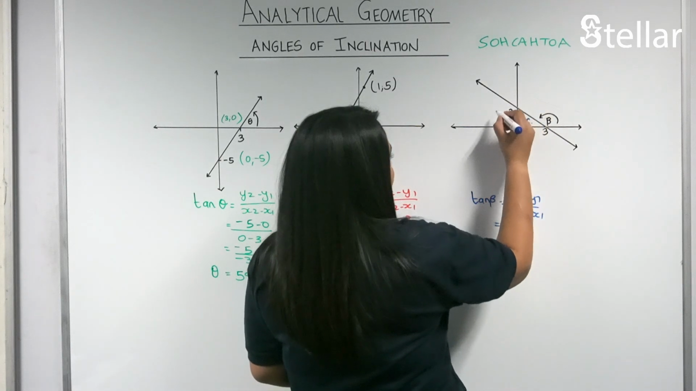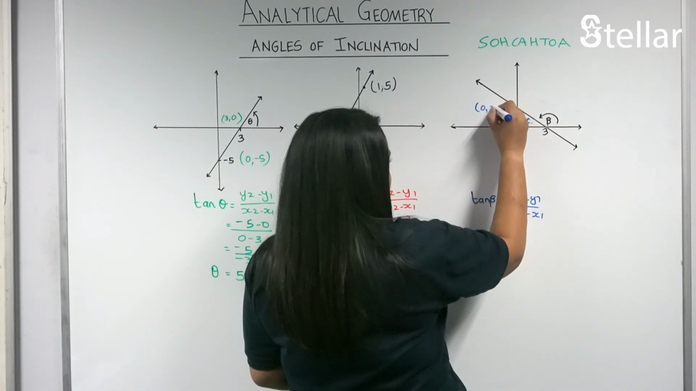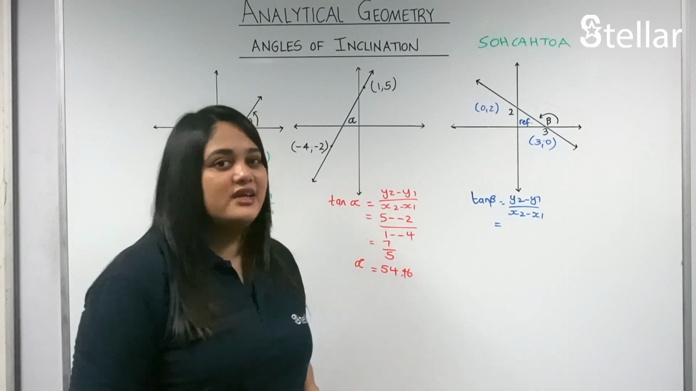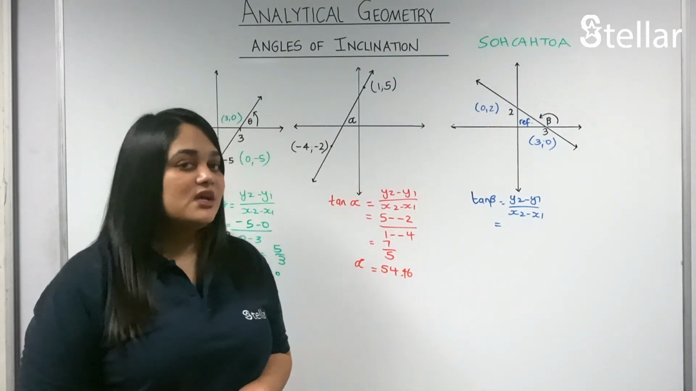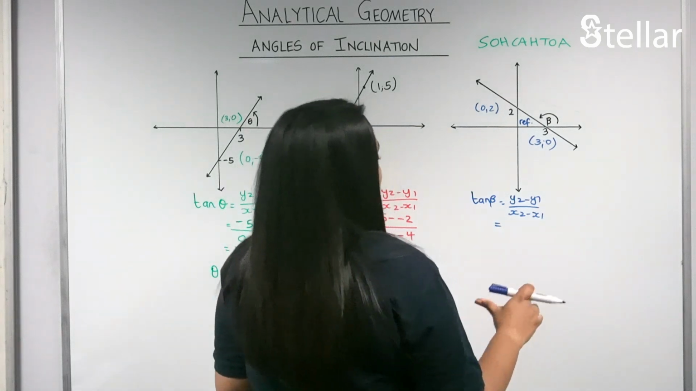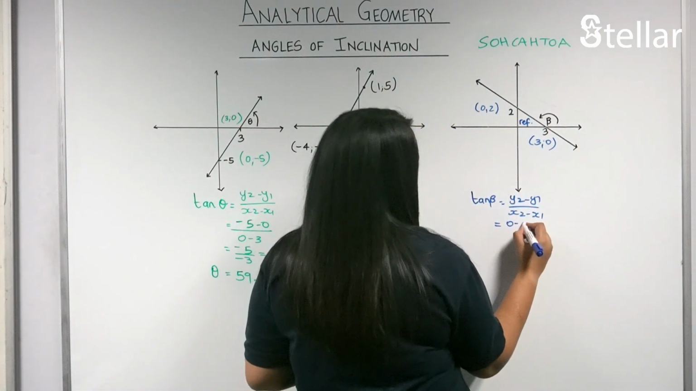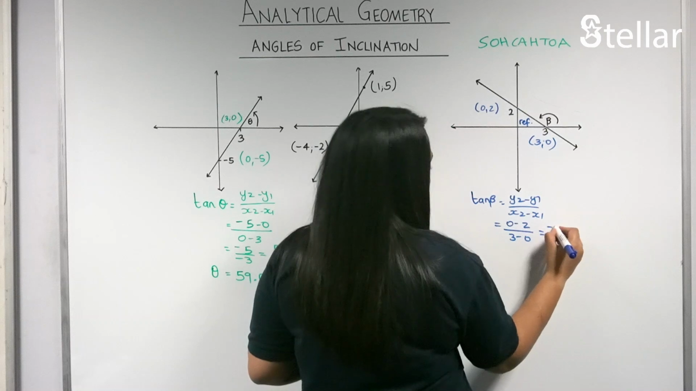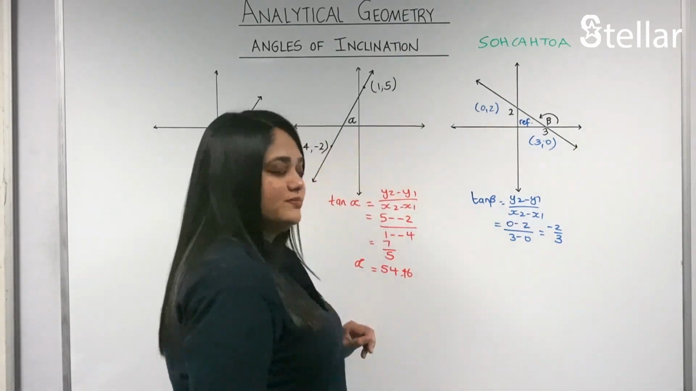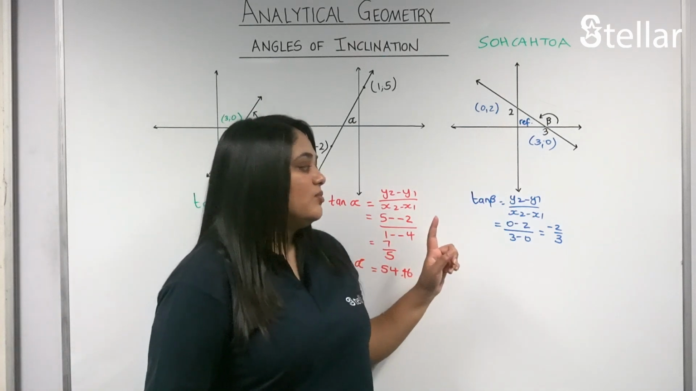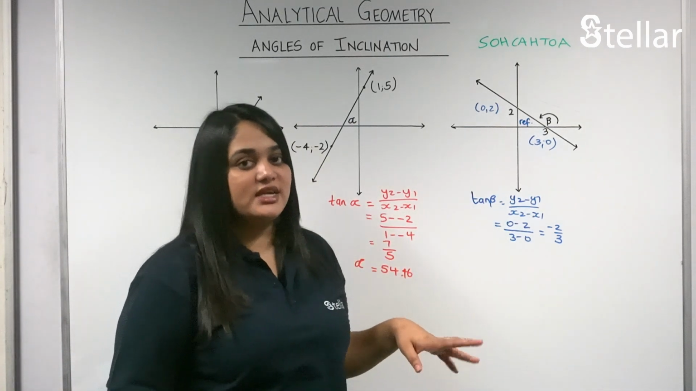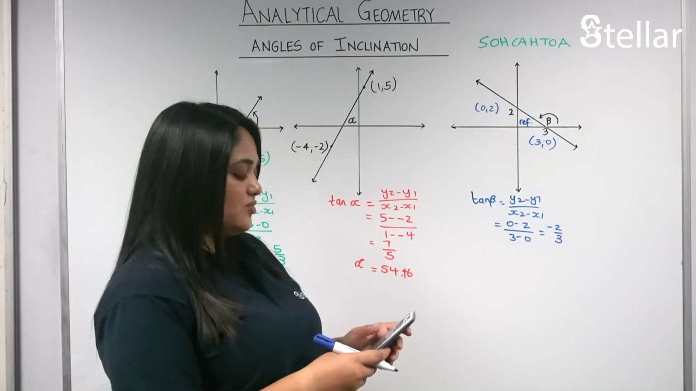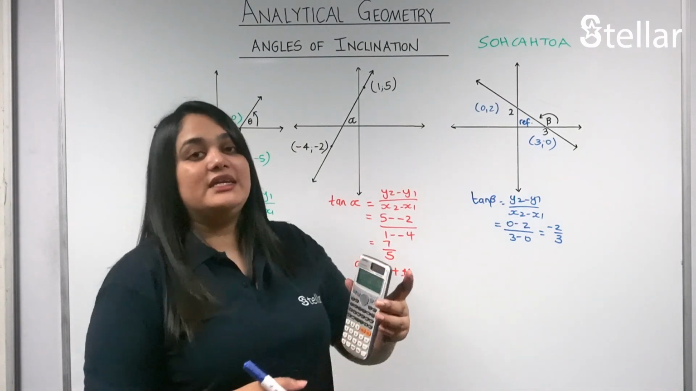Remember here that the point is 0 and 2, and here it is 3 and 0. So basically they're intercepts. Do you remember what intercepts are? So those are our 2 intercepts. So we're going to have 0 minus 2 over 3 minus 0. This is going to be minus 2 over 3. Now, important, when we work with this, put it in the calculator as is. So I'll have tan inverse of minus 2 over 3. That will give me a negative angle.